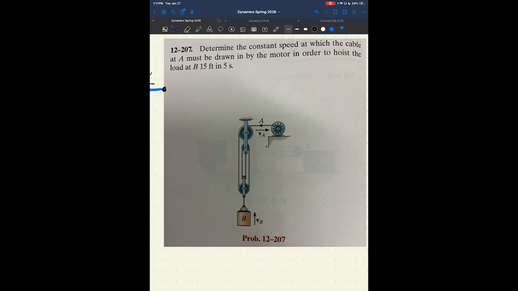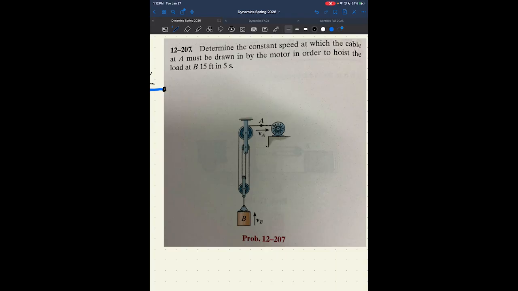The very first thing I like to do with these problems is to try to analyze the rope and figure out where is a good place to put datum and to label different sections of distance. So let's maybe start with the right-hand side and follow the rope around the pulley system.